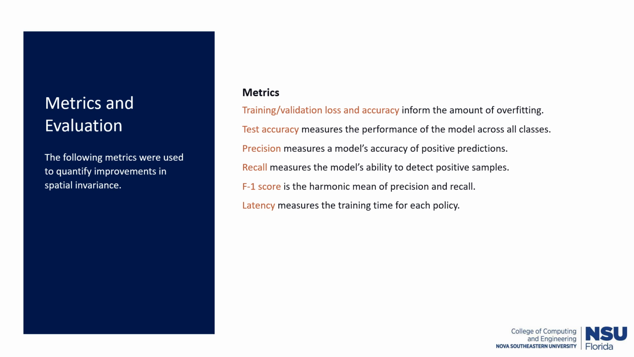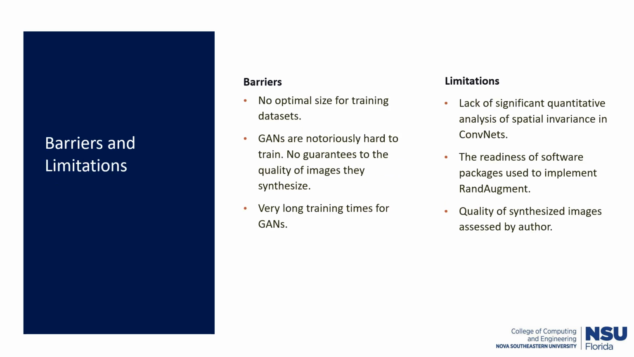As far as the metrics, the following would be used in the study. We have the training and validation loss and accuracy, test accuracy, precision, recall, F1 score, and latency of training for each policy. As far as barriers go, there is no optimal size for training datasets, so this has to be on a case-by-case basis. GANs are notoriously hard to train, so there's no guarantee in the quality of the images they synthesize. And of course, GANs take a very long time to train. Now, one of the limitations, and the most important one I think, is that the quality of the synthesized images was assessed by the author, which is myself. And image quality is very subjective.